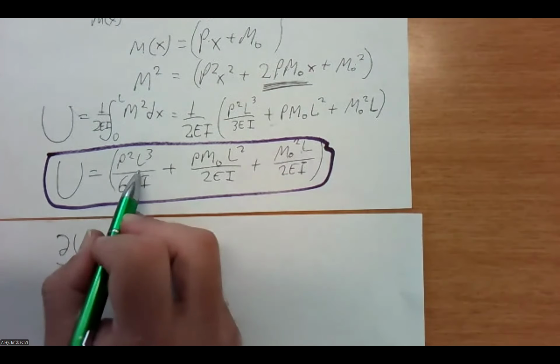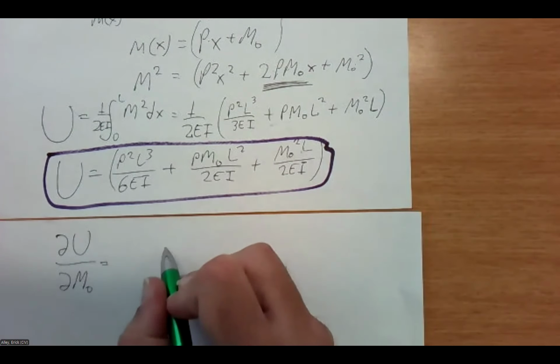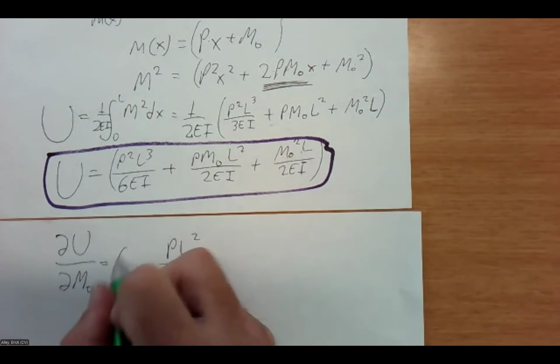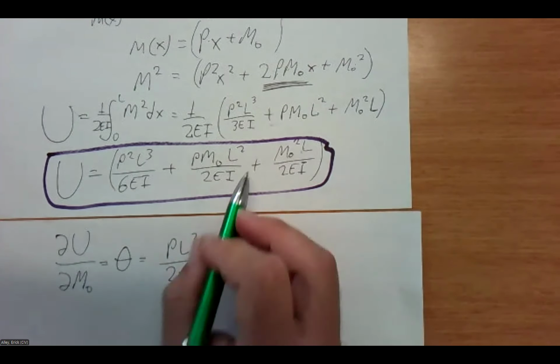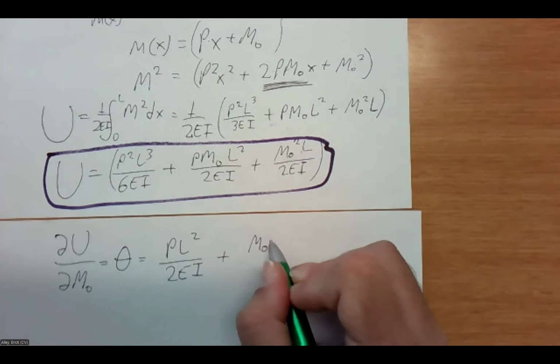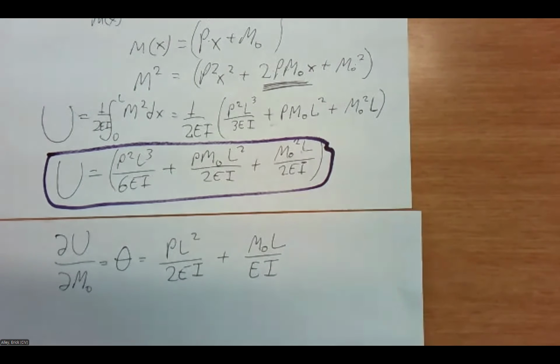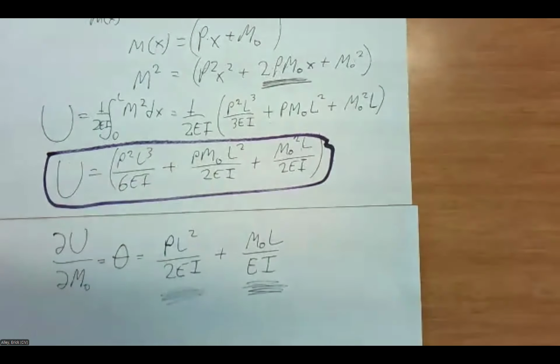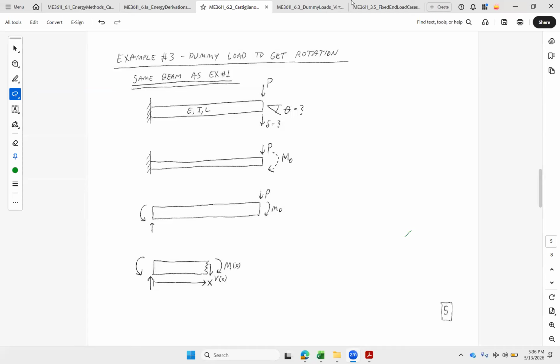So we got to leave M naught alone until here. First term, we don't get anything. Second term, I'm going to get PL squared over 2 EI. All right. Remember, this is supposed to equal my rotation theta. And then I'm also going to get this M naught L over EI. So this says basically that my force is going to contribute this much rotation. And if I had a moment on there, it would contribute this much rotation. Because M naught was attached to both of these, and in that M squared, P and M get together, right?